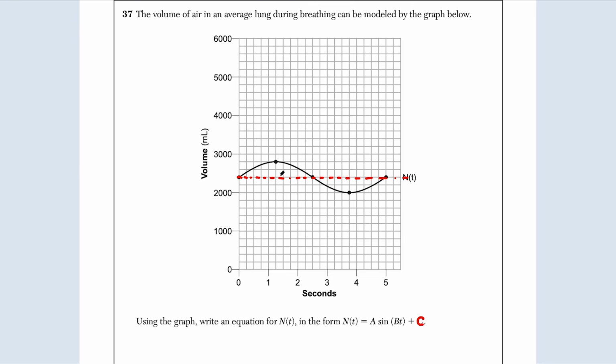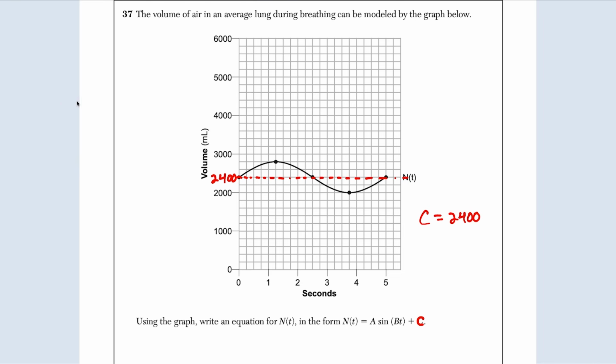But once we know that this is the midline here, we have to find out the exact value. So notice that we're going from 2,000 to 3,000, and we're jumping 1, 2, 3, 4, 5 times. So that means that the y scale is jumping up by 200s. So if I go up 200 twice from 2,000, that brings me up to a height of 2,400. So that would tell me my c value here is 2,400.